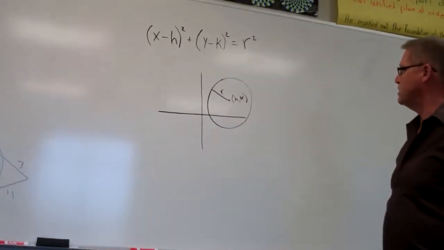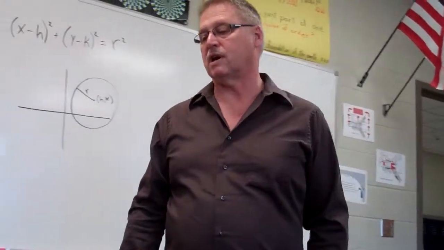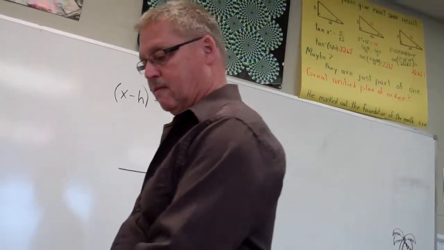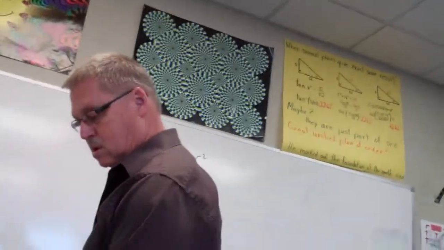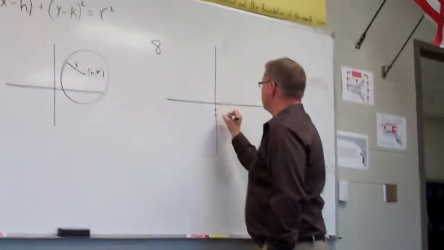And the best way to demonstrate how this formula works, I think, is just to start right on our assignment. So go ahead and flip to page 801, and Jackson's going to zoom in on number 8 while Mary reads it. Number 8. With the standard equation of each circle, the center is (2, -8), and the radius is 9. She says we got a circle at (2, -8).